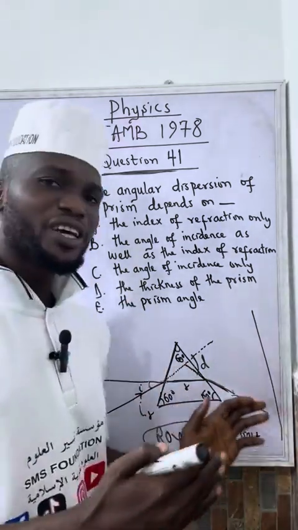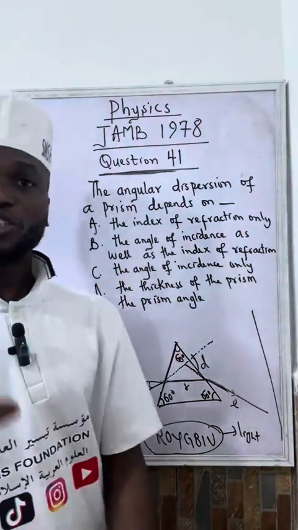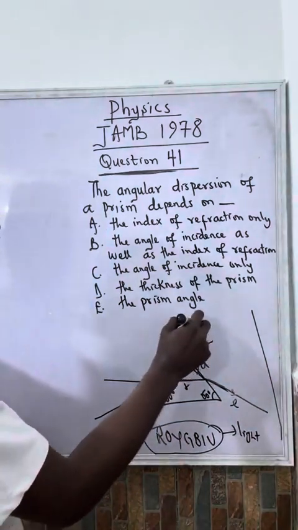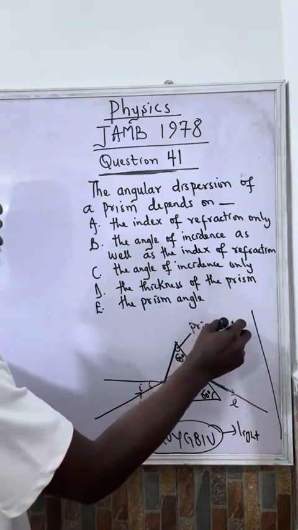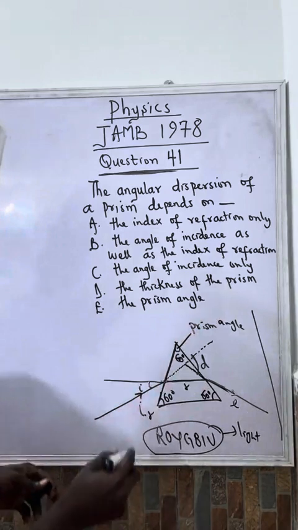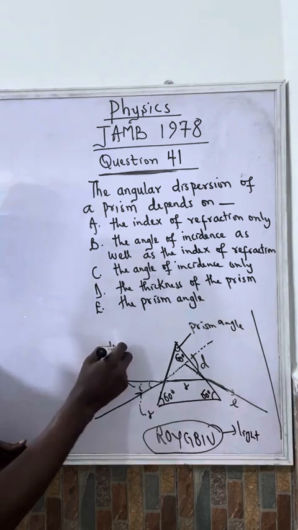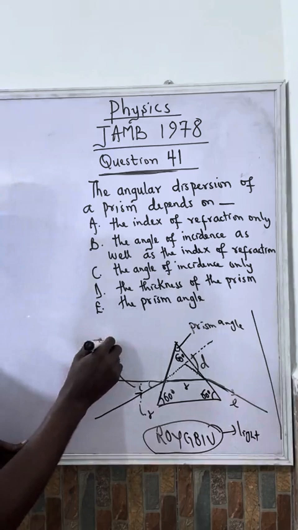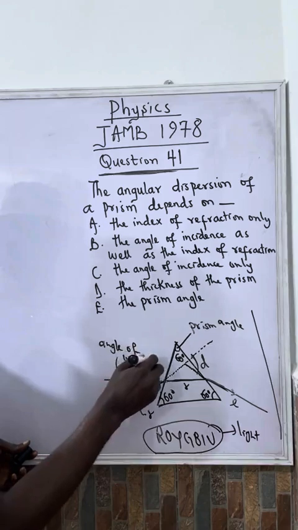It actually depends on about 4 things. The first one is this angle here, which is the prism angle. Secondly, it also depends on the incident angle. This angle that we have here is the angle of incidence. So that makes number 2.